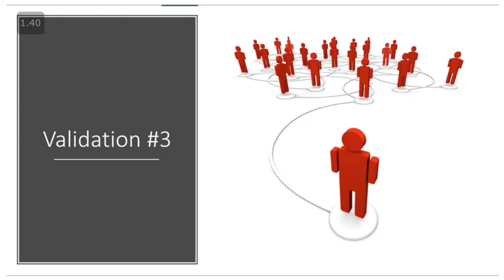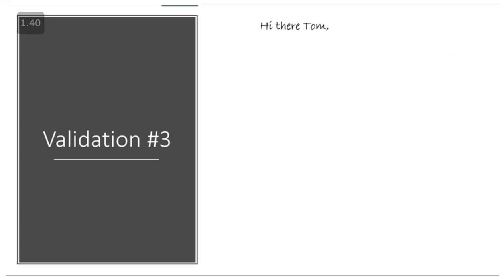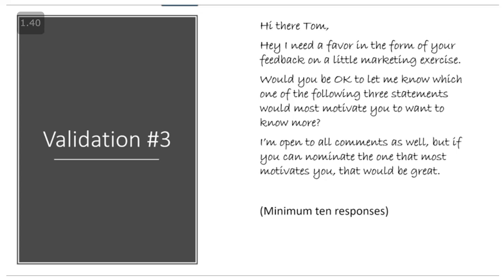Having passed that validation point, we then go to validation number 3, which is where we market and we get 10 responses. We get 10 past, present, or potential future clients, and we ask them this question. Hi there, Tom. Hey, I need a favor in the form of feedback on a little marketing exercise. Would you be okay to let me know which one of the following 3 statements would most motivate you to want to know more? Very carefully worded question. I'm open to all comments as well, but if you can nominate the one that would motivate you most, that would be great. So we want 10 responses, and most of them, you'll get at least 6 people going for the same statement. Now, you might have noticed I said 3, right? So I want you to craft 3 variations of a potential customer value statement before we take it to market. More on that when we get to the action items at the end of this presentation.